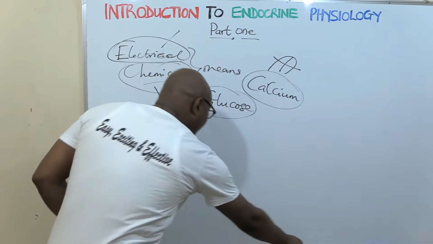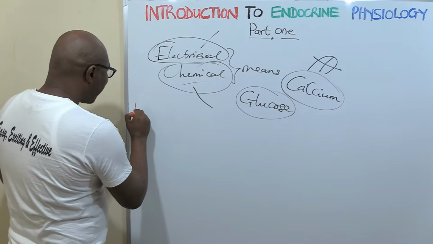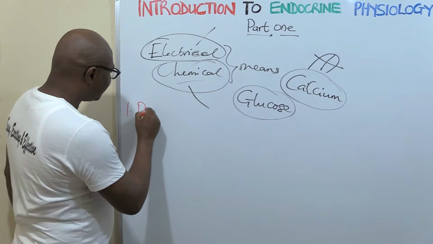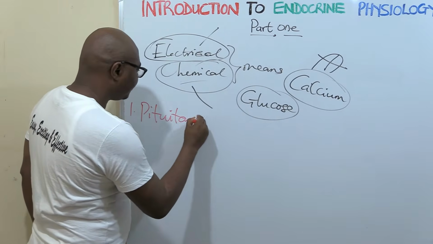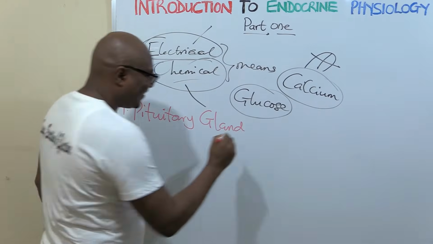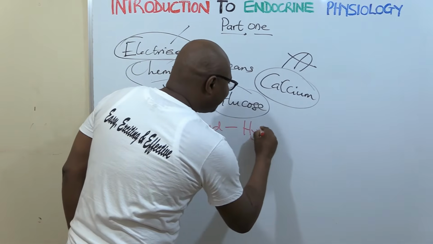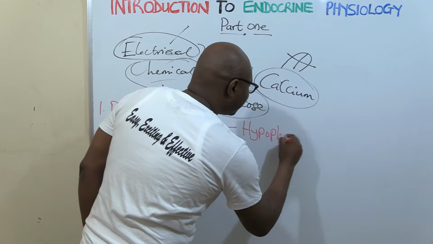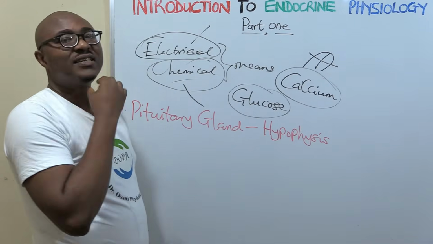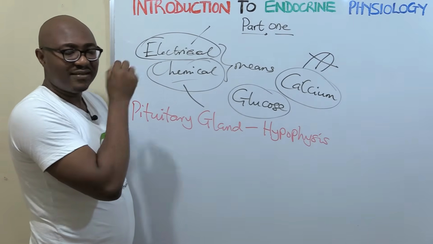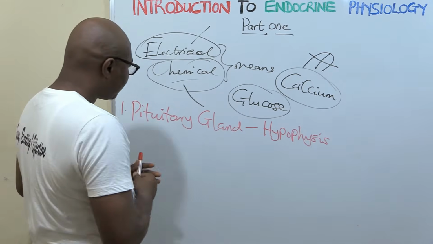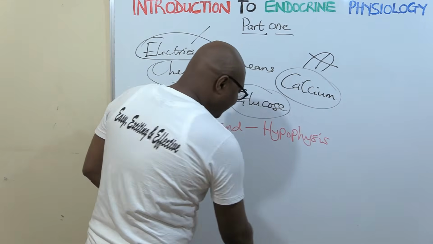All right, so number one, you have the pituitary gland. It has another name, hypophysis. It's also called hypophysis. Now, the pituitary gland is located high up in the head. Very tiny, very small gland when you look at it. Okay, we're going to mention the hormones that it secretes.